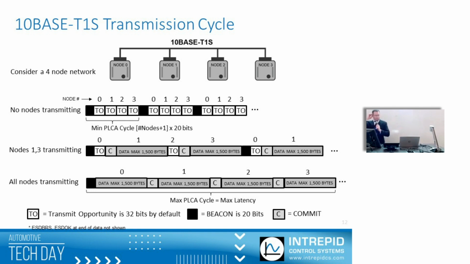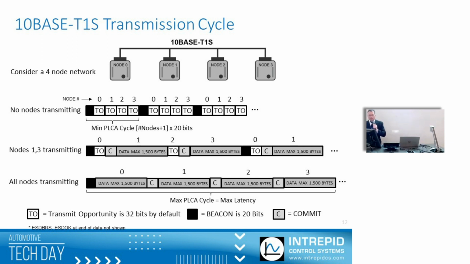So let's go through some examples of how this works. Let's consider a 4-node network, nodes 0 through 3. If no nodes are transmitting, that's the minimum PLCA cycle. That's essentially just a beacon goes out. Node 0 says, I don't have anything to transmit. Node 1, I don't have anything to transmit. Node 2 and 3, the same. That just means that the transmit opportunity window, which is 20 bits, expires every time. That's the fastest cycle.